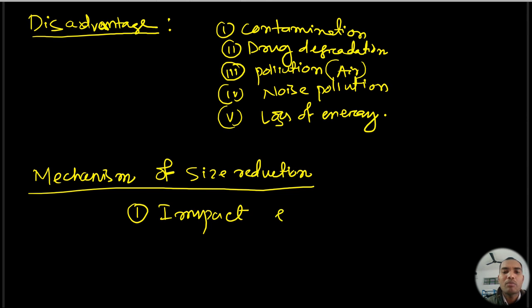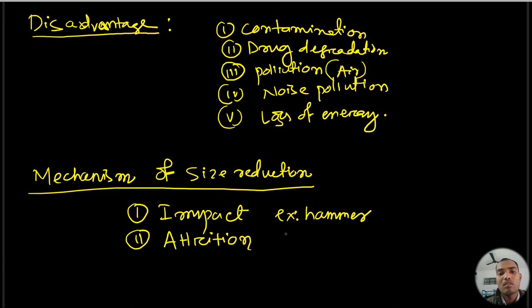For example, a hammer. In a hammer, we apply the force in a very short duration of time, and that will be called impact. The second thing will be attrition. Attrition is nothing but the rubbing action through which the particle surface reduces into small particles, and if it continues, then the entire material will go into smaller particles.